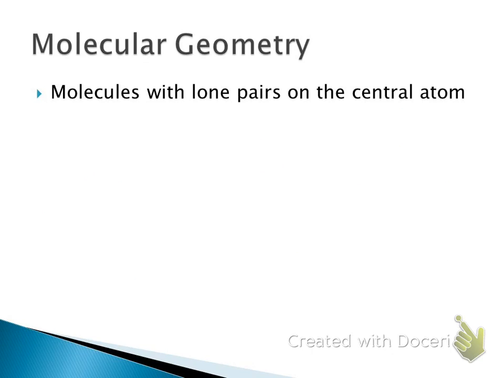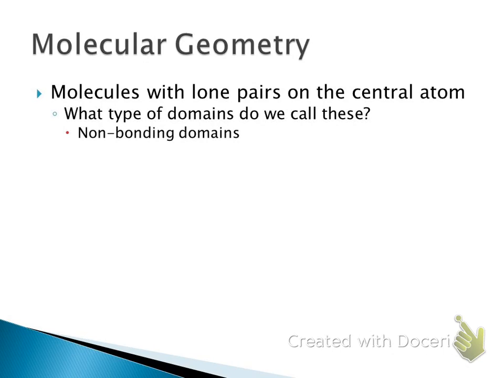Alright, so the last 2 examples we've done have been with no lone pairs on our central atom. So now we're going to shift and take on a couple examples that have lone pairs on our central atom. If we've got a lone pair on our central atom, what type of domain is that called? Okay, it's called a non-bonding domain. Right, it's got a lone pair in it. So we're going to look at a few examples that have non-bonding domains.